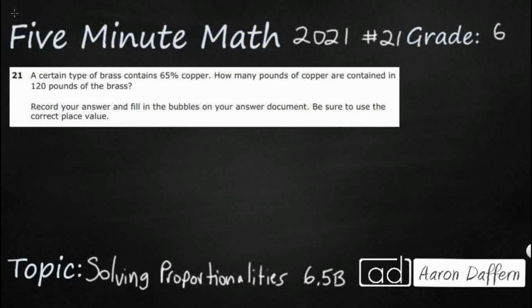Today we are looking at the 6th grade concept of solving proportionalities. This is standard 6.5b in the great state of Texas, and we are using item number 21 off the 2021 released STAAR test. If you have not done so already, please go ahead and take a moment to pause the video, work this problem out on your own, unpause it, and then we will look at our answers together.